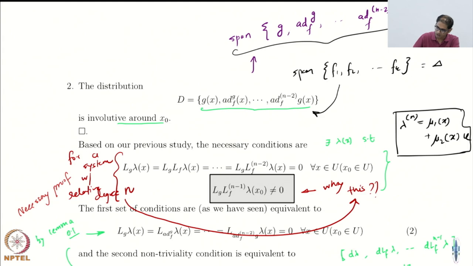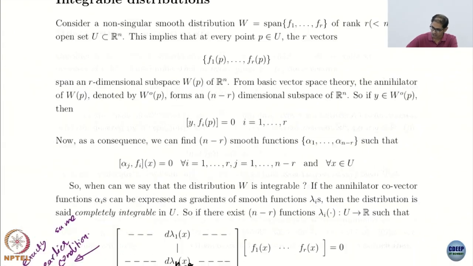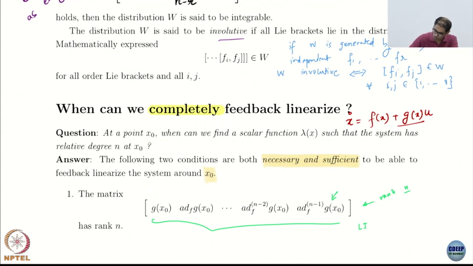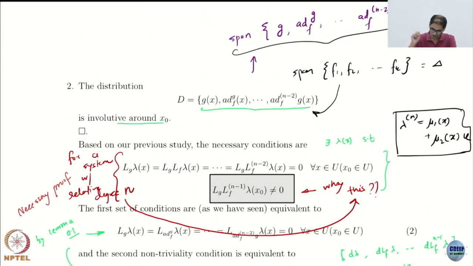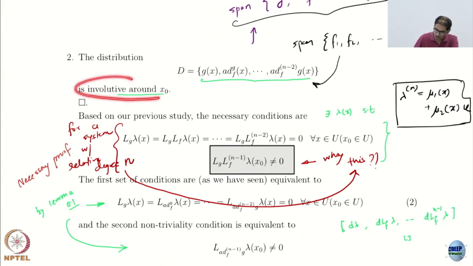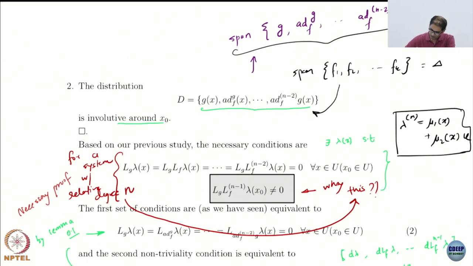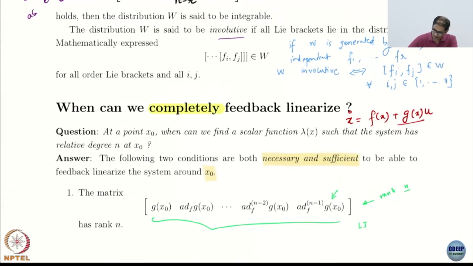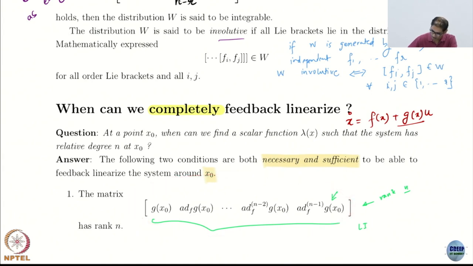All right, so the distribution is not spanned by G, ad_f G, all the way to ad_f^(n-1) G, but we are going only until ad_f^(n-2) G. We are asking for the distribution to be involutive, just like before. So same conditions. We are creating a distribution based on the vector fields in the system, which are f and g. Using f and g, we have constructed this distribution, and we want it to be non-singular and involutive. And for non-singularity, we have added this additional term here.